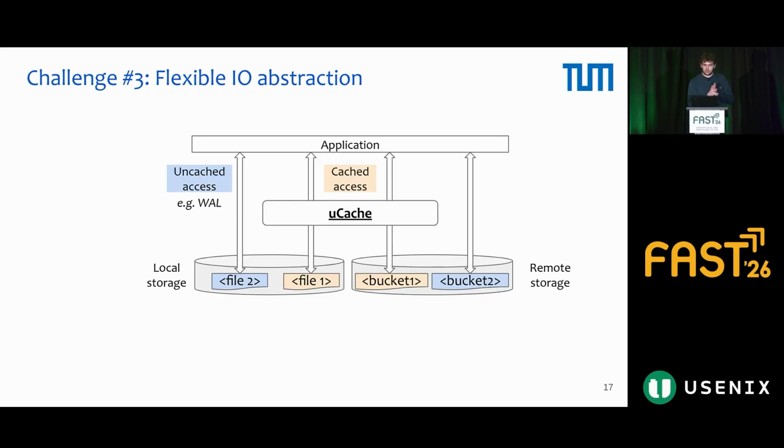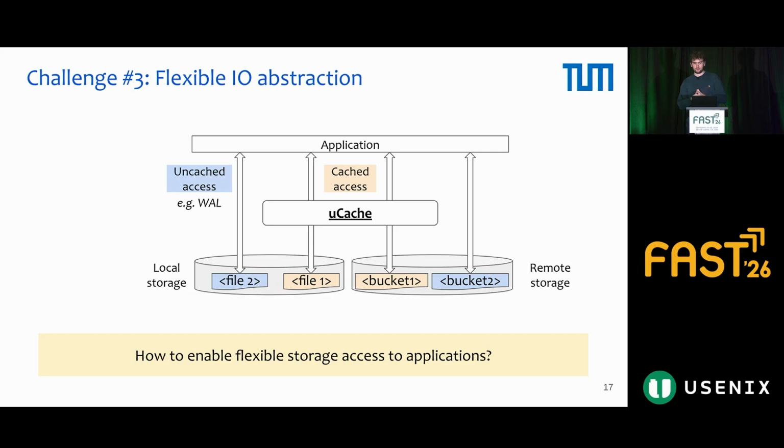Second, applications can access a wide range of IO backends, including local and remote stores. And these remote stores are typically accessed via userspace libraries, as current OS stacks do not support non-file system-based storage. In the same idea of integrating into existing applications, uCache must be able to use these application-defined IO backends. So in general, how do we enable flexible storage access to the applications?